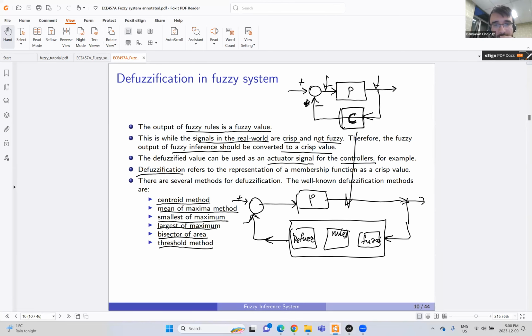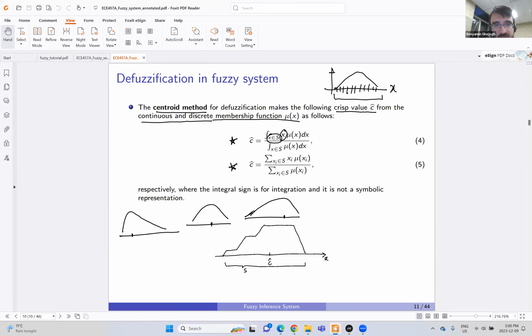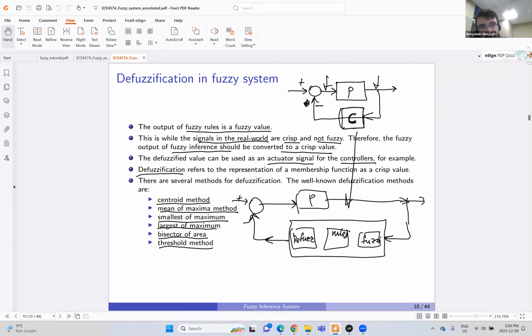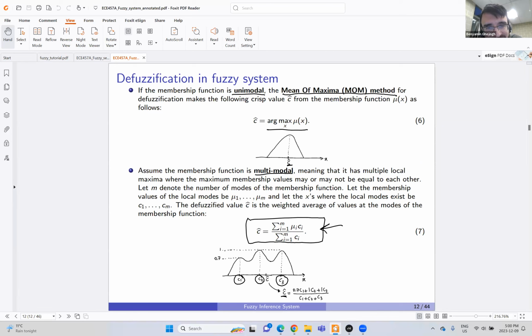So, for example, we can use centroid method. The simplest one are these. So let me think. Here, mean of maximum might not be very useful.